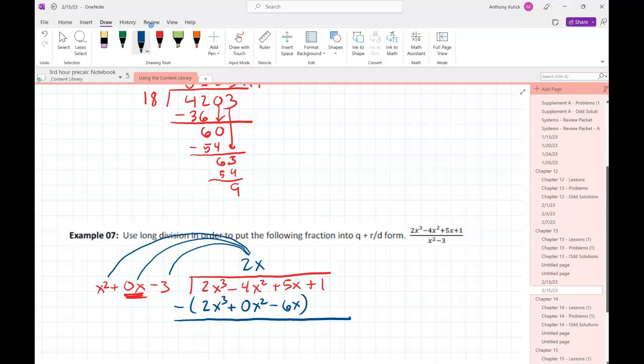The most common mistake students are going to make is subtracting wrong. My suggestion to you is once you've written it this way, to immediately distribute the negative.